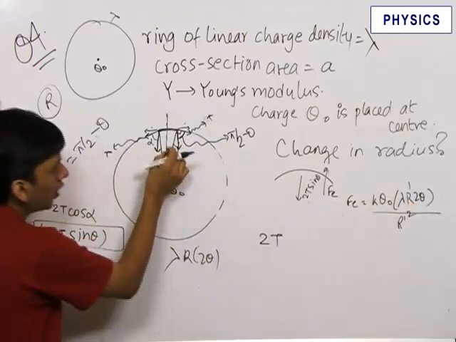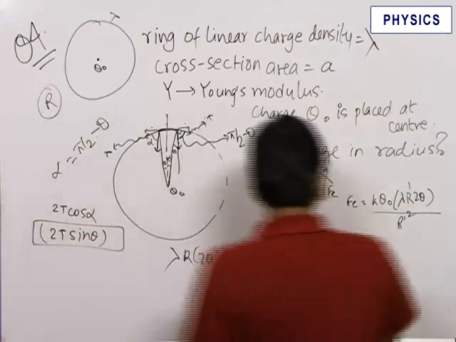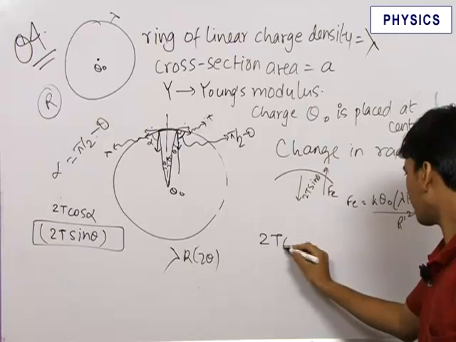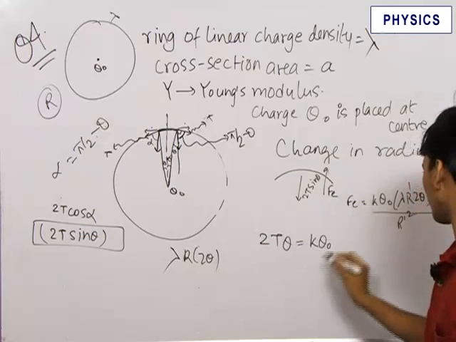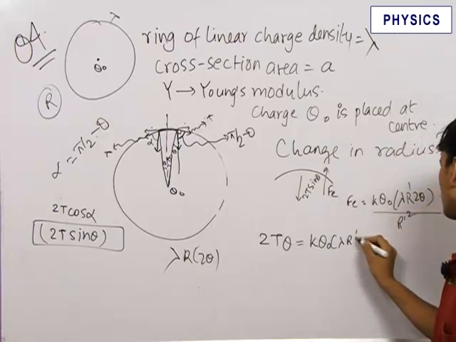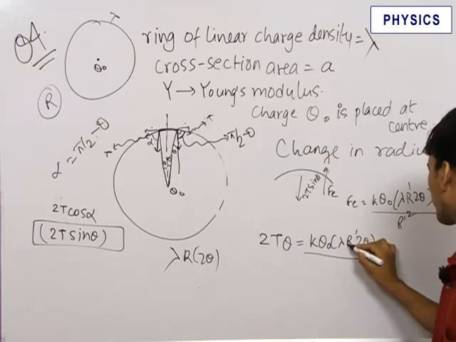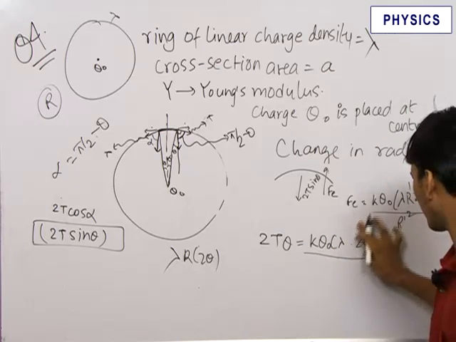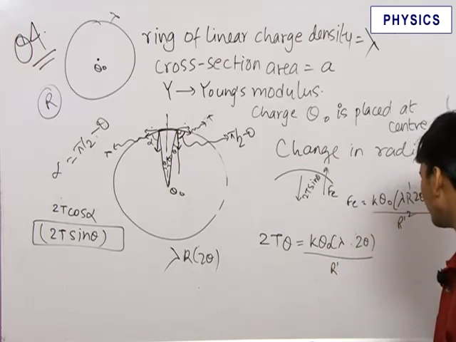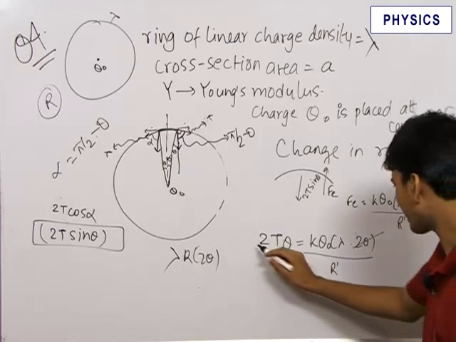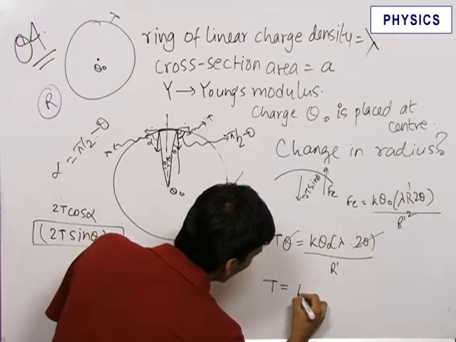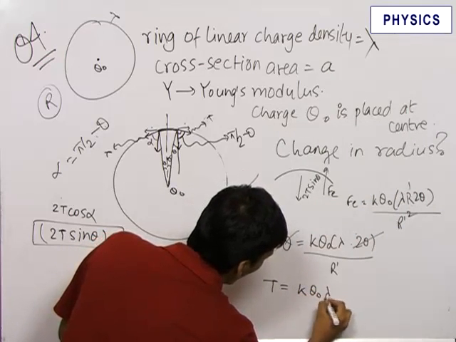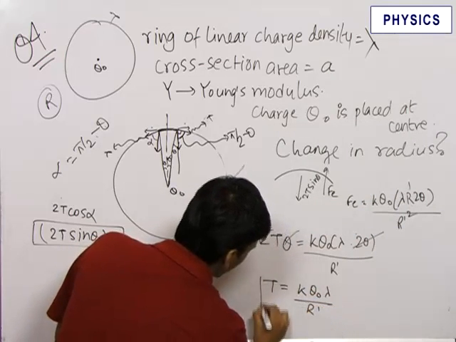Now sin theta for small theta can be written as theta, therefore 2T into theta is equal to k q naught into lambda r dash 2 theta upon r dash whole square. This can be cancelled, and we write a single r dash over here. This 2 theta gets cancelled to give us T is equal to k q naught lambda upon r dash.